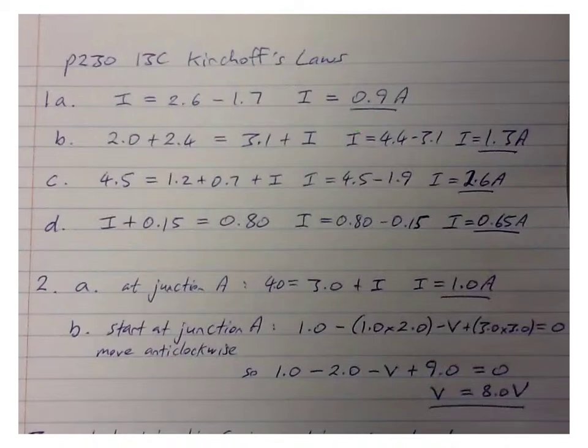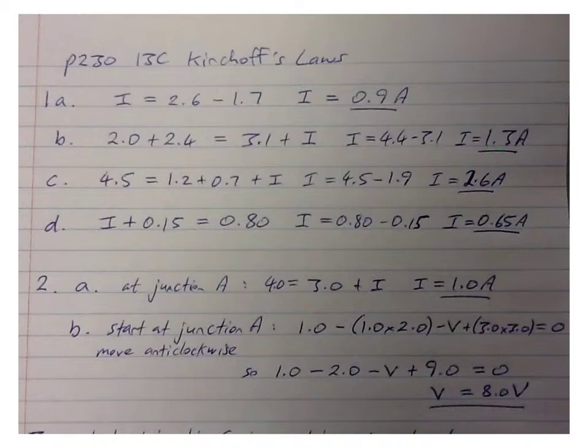For part B, we are looking at all the current going in, so that's 2 plus 2.4. Applying Kirchhoff's first law, that must equal all the current flowing out, which is 3.1 amps plus the unknown value I. Rearranging and solving for I, 4.4 minus 3.1 will give us it, and that's 1.3 amps.